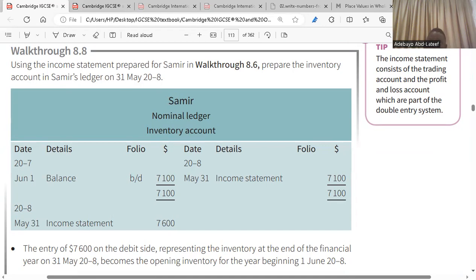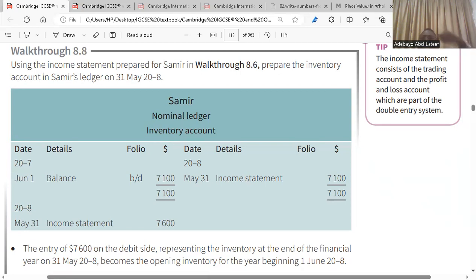7,100. Yes. Now, the inventory account has to be the same on one account, which is the opening and the closing. The opening, which is the balance brought down, 7,100, is what we closed with last year that we are opening with now. That's our opening, the balance brought down 7,100. In the income statement we have 7,100.